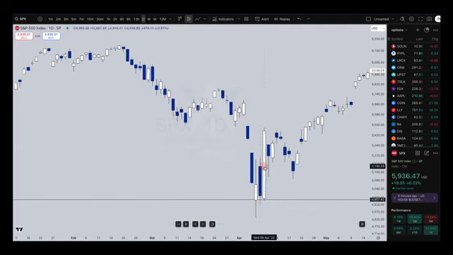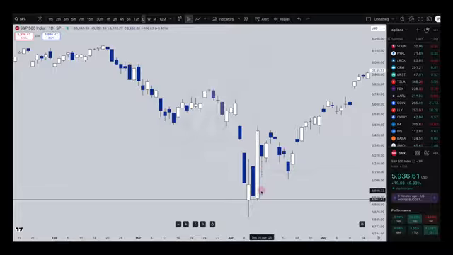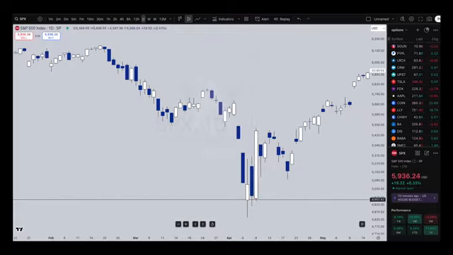So what you want to do when you see this type of thing is now you can buy the close. So this candle, imagine you bought the close of this down close candle, your entry point would be right here. Say the close of this down close candle at 4,982. That would be your entry price, right?